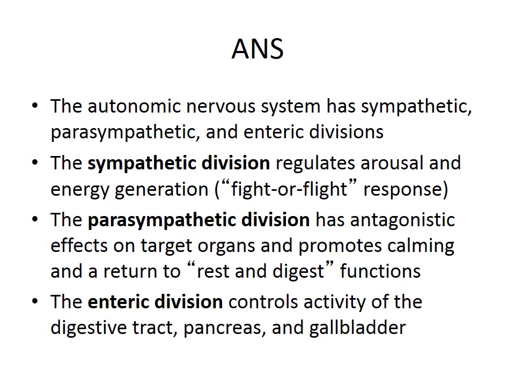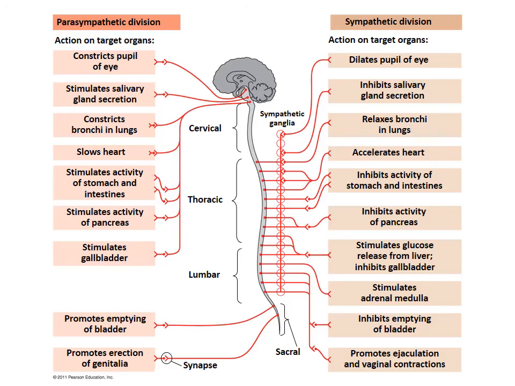So it will control the digestive tract, the pancreas, and the gallbladder. And here's a nice diagram which divides up the parasympathetic system of our nervous system and the sympathetic division, and it tells you what each does.